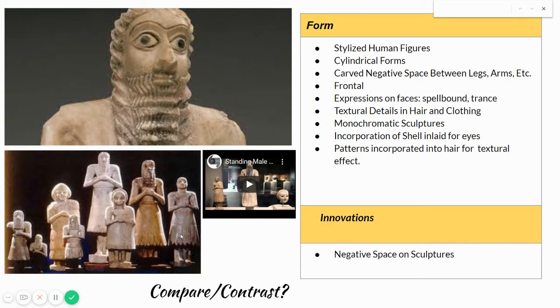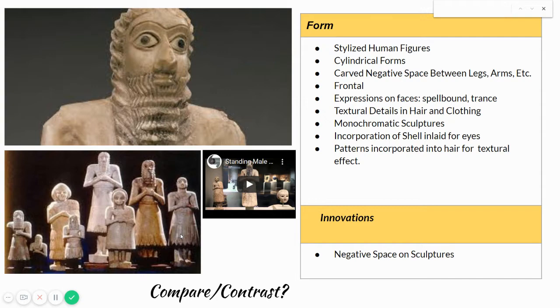These are carved in the round, absolutely, but they are definitely meant to be viewed from the front. So they are considered frontal. That doesn't mean there isn't a backside. It just means the backside serves no important information, and that's really all about what you see from the front.